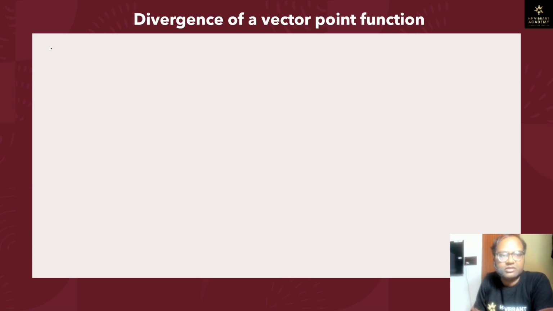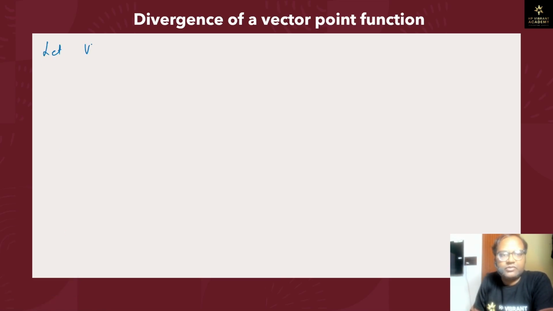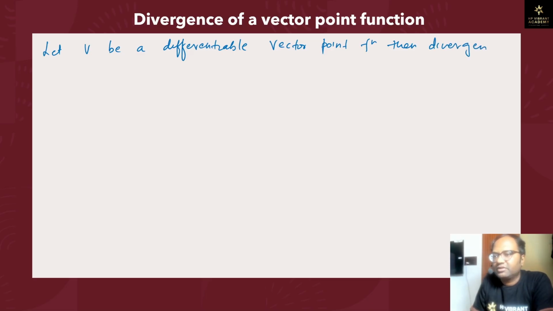Let us write down: let v be a differentiable vector point function. The divergence of v is given as divergence of v or del dot v. This is del dot v or divergence of v. This is the divergence of a vector point function.